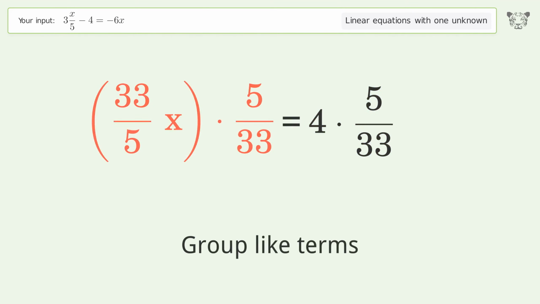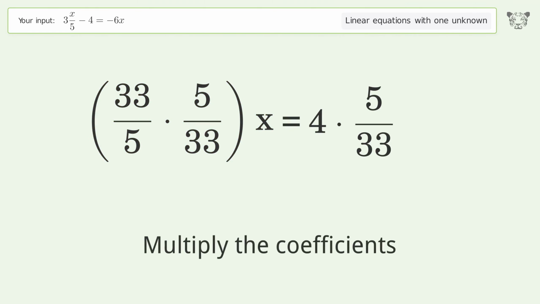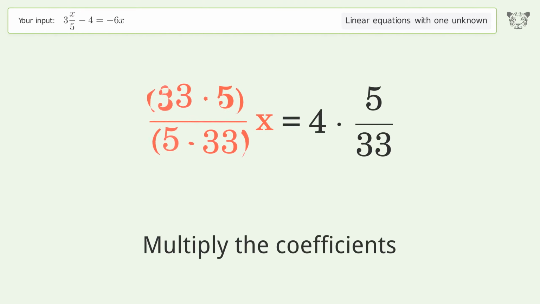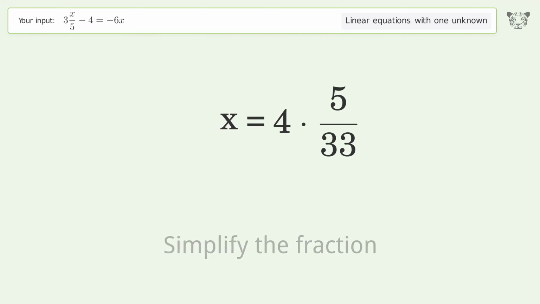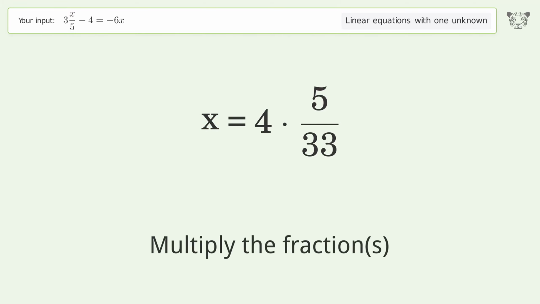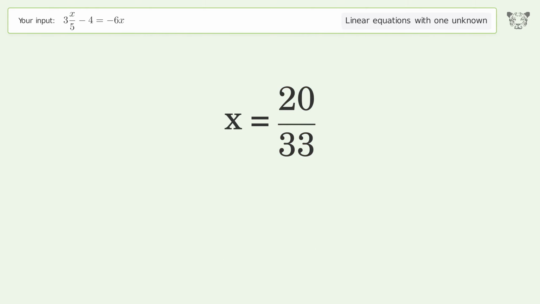Group like terms. Multiply the coefficients. Simplify the fraction. Multiply the fractions. Simplify the arithmetic. And so the final result is x equals 20/33.